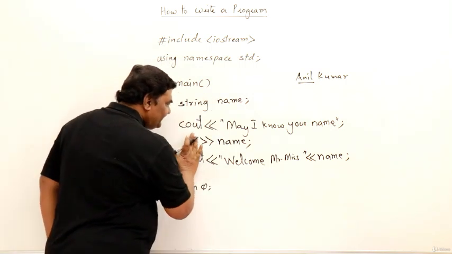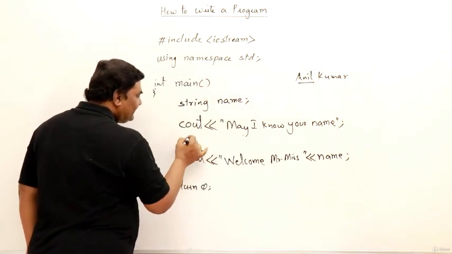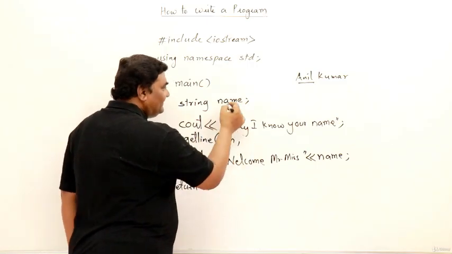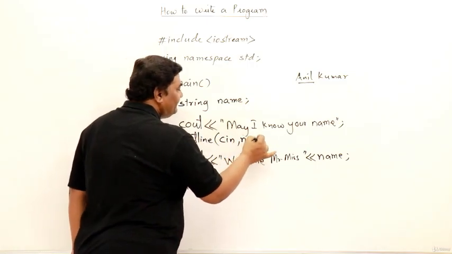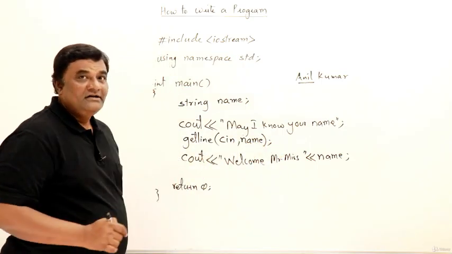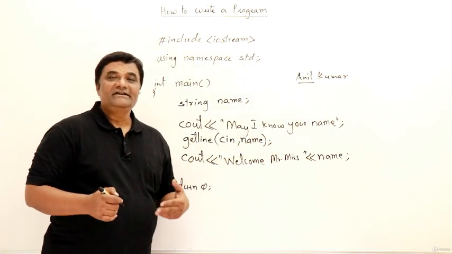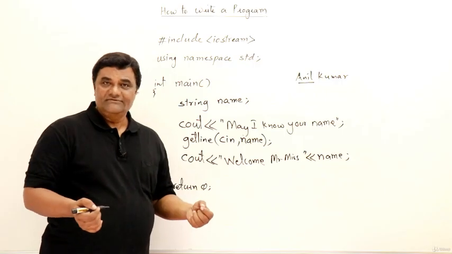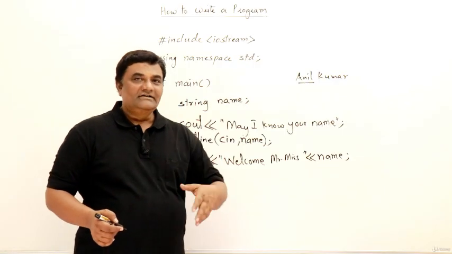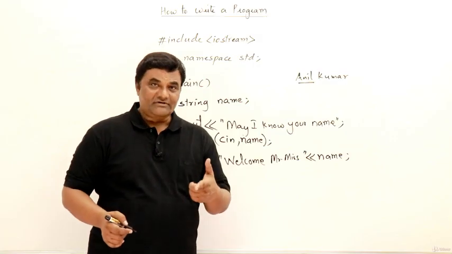Instead of cin, we have a function called getline. Inside this, I should write down cin and the variable name, that is name. This will read all the words until you hit enter. So this will be perfect for taking the names of people that may be of more than one word. So this is better. That's all. In the next video, we will have the demo of these programs.